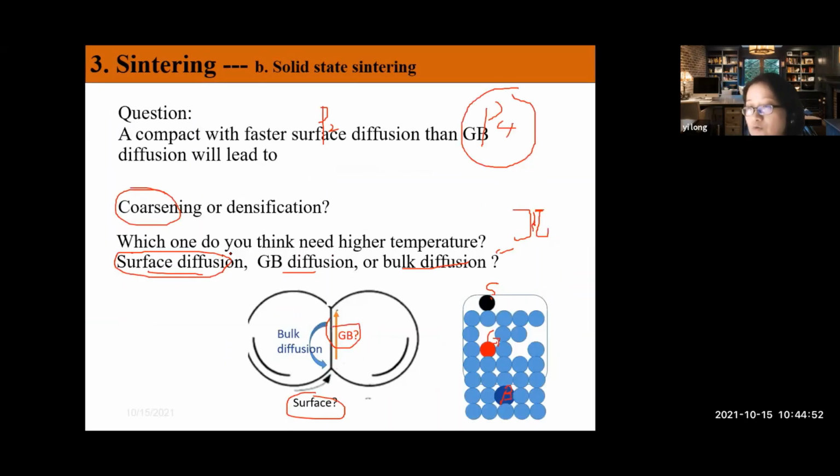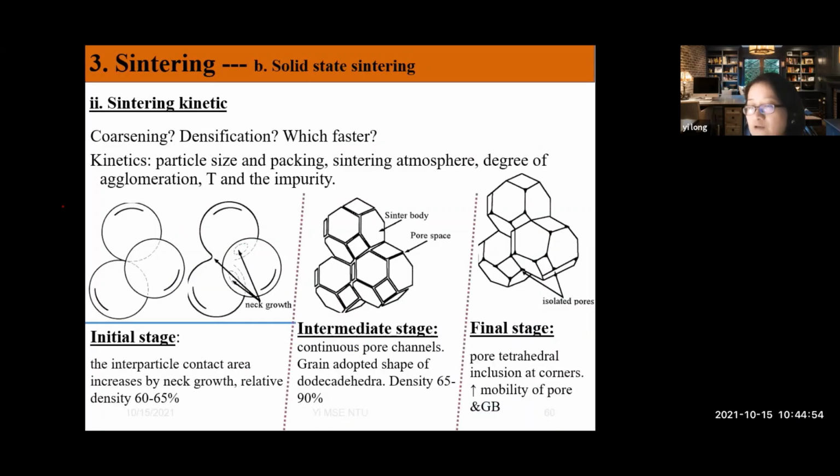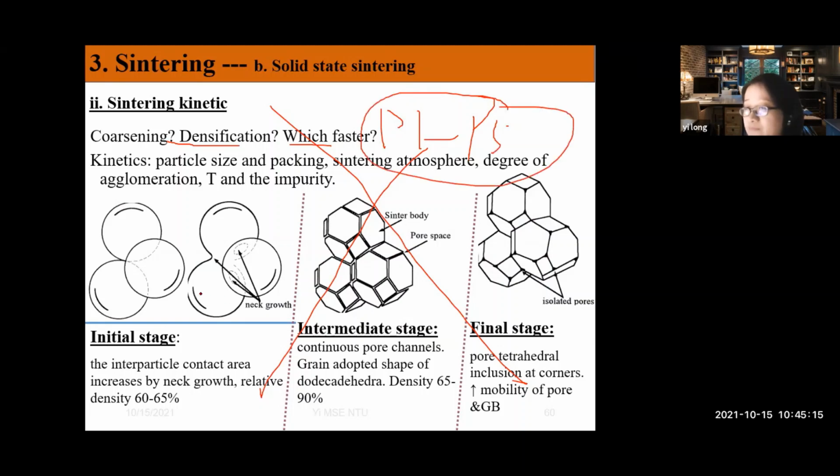Okay, so we can summarize so far. Quickly, coarsening and densification, which happens faster. Maybe this one we don't have time to explain. You can read through by yourself. There are different stages: initial stage, intermediate stage, and final stage, which means you have 3 stages. So now we need to know which is faster. As we said before, P1 to P5 are all going to happen at the same time. At any stage, any time, everything is going to happen. But the one which is winning is going to be the dominant one.